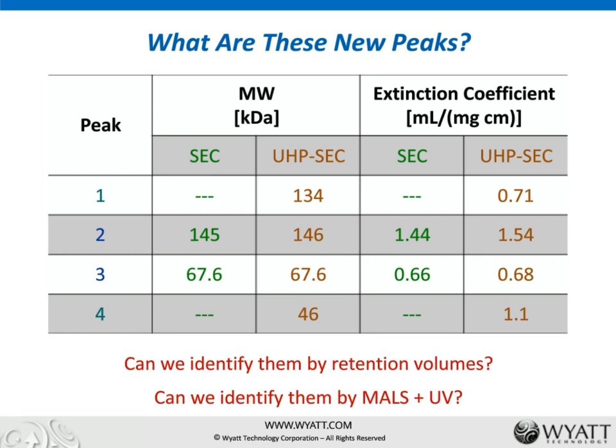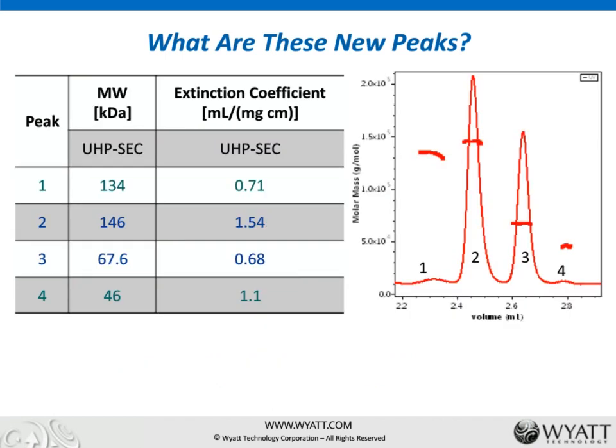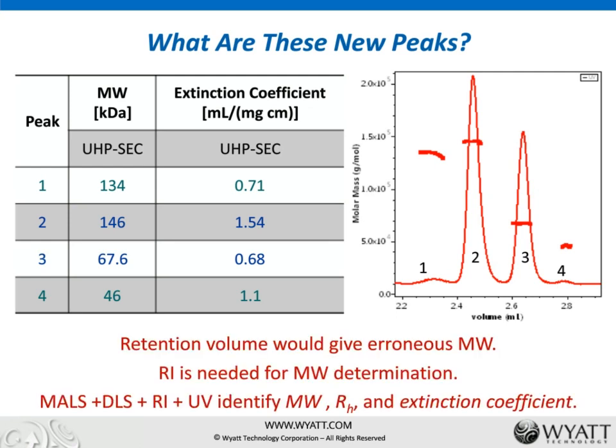Now, to answer the second question, actually we already answered it. To answer the first question, I will move to the next slide, because here I also plot the molecular weight against the elution volume, as you can see. And now we can tell peak 1, even though it eluted earlier, actually has a lower molecular weight, 134 compared to 146 of peak 2. So now we can answer the first question. No, we won't be able to get the correct molecular weight based on retention volume.